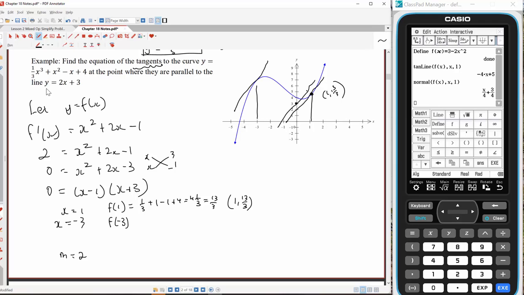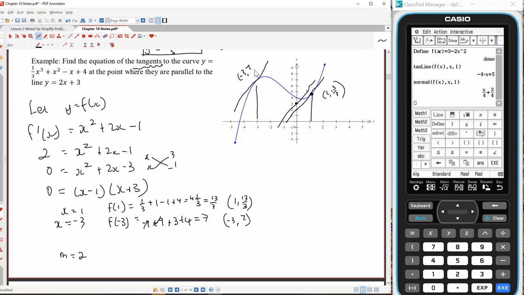And for the other one, we're going to put in -3. So -3 cubed is -27, and 1/3 of -27 is -9, plus 9, plus 3, plus 4. These cancel out, and we've got 7. So our other point is -3, 7, which certainly looks appropriate.